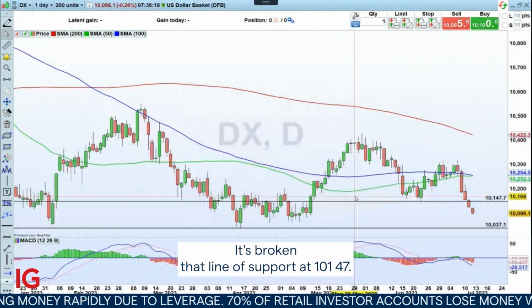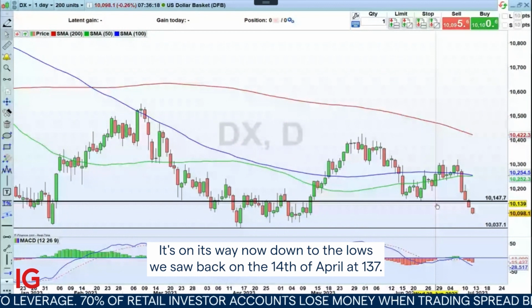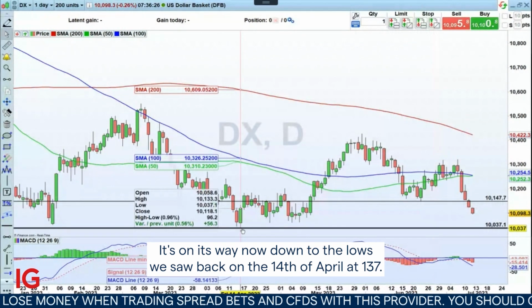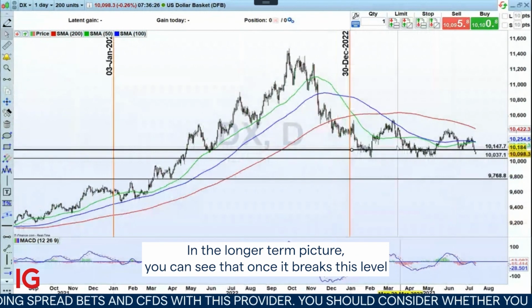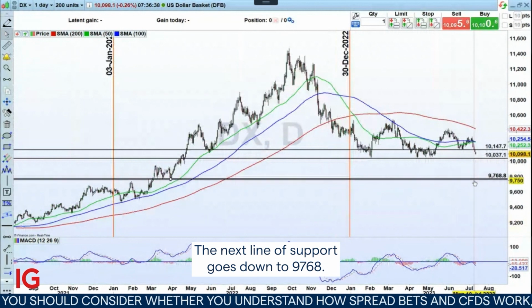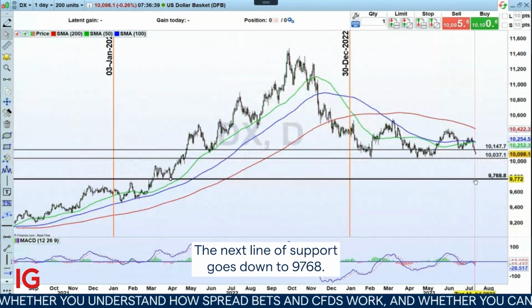It's broken that line of support at 101.47. It's on its way now down to the lows we saw back on the 14th of April at 100.37. In the longer term picture, you can see that once it breaks this level here, lower than where we are, the next line of support goes down to 97.68.